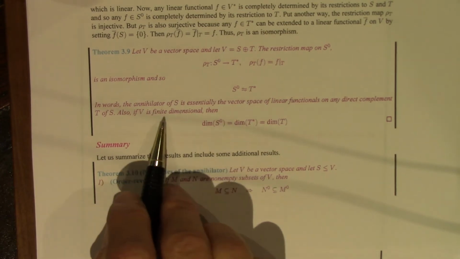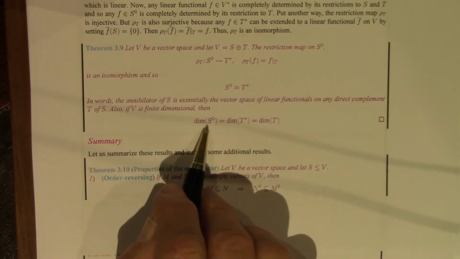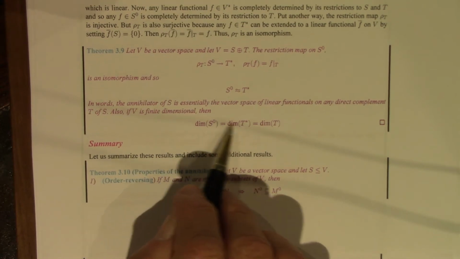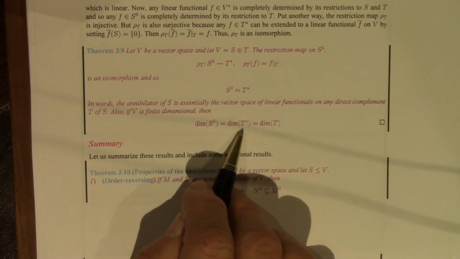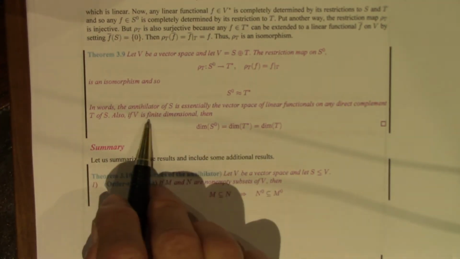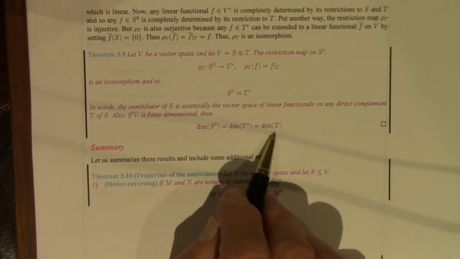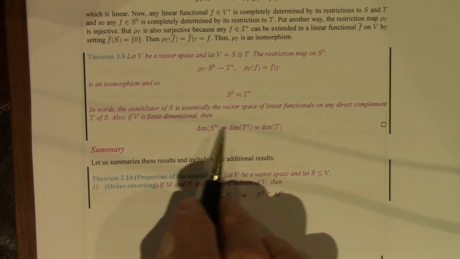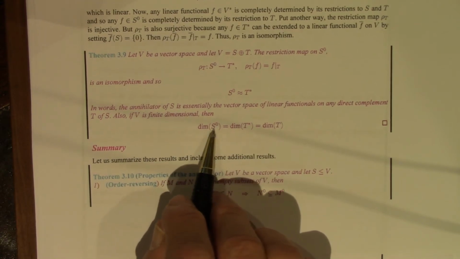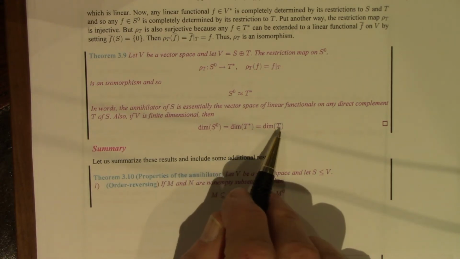So if V is finite dimensional, then the dimension of S naught is equal to the dimension of T star. That would be the case even without finite dimensionality. But in the presence of finite dimensionality, the dimension of T star equals the dimension of T. So the dimension of S naught, the annihilator of S, is equal to the dimension of any complement of S.